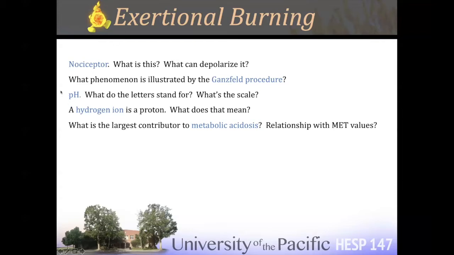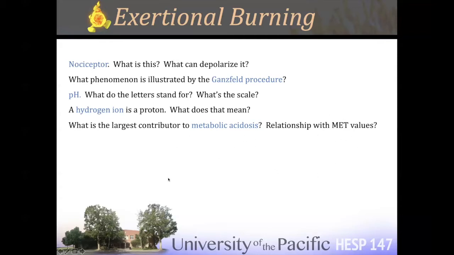You know what pH is? The scale, right? It's 0 to 14. 7 is neutral. 0 is super acidic. 14 is super basic. 7 is just like nothing, it's in the middle. Metabolic acidosis, you know what that is.